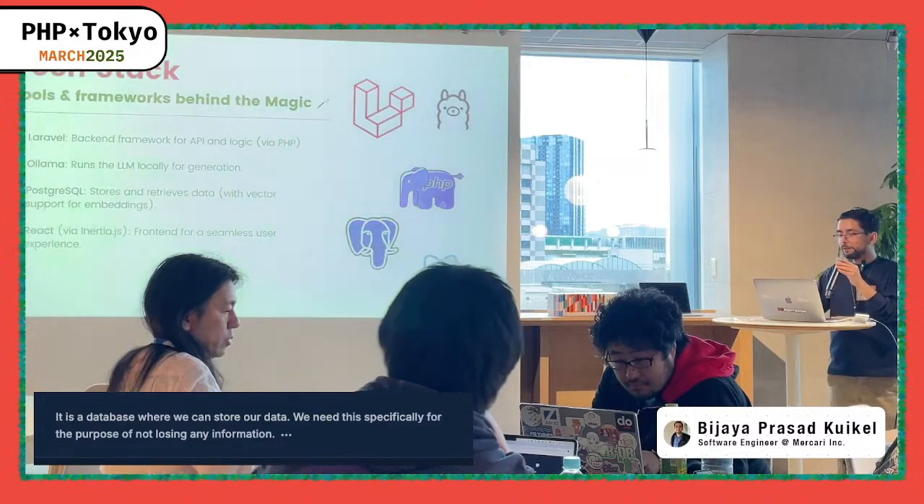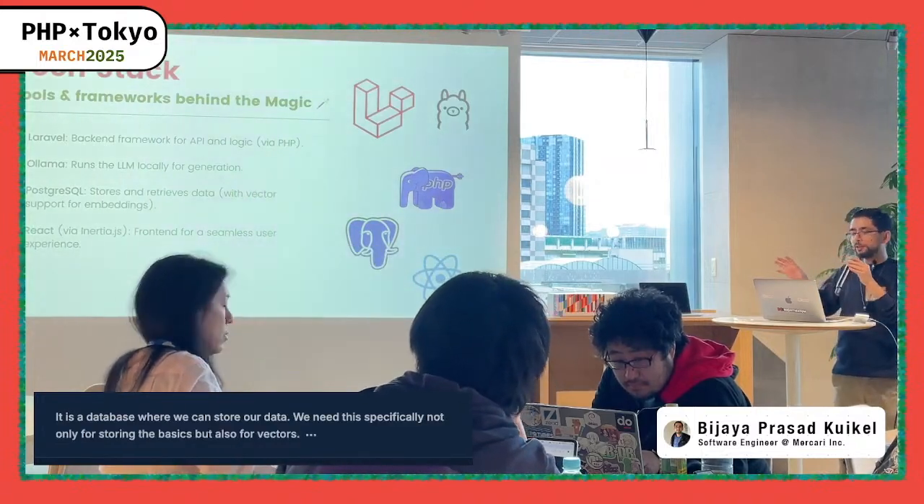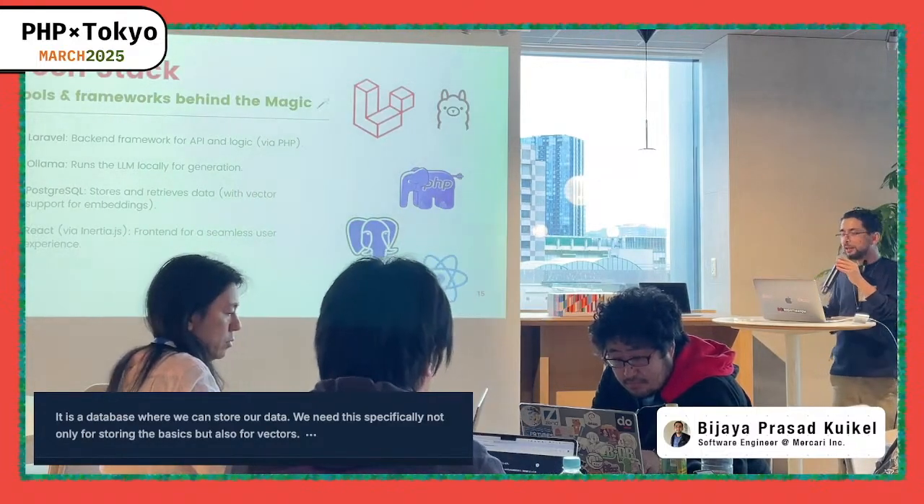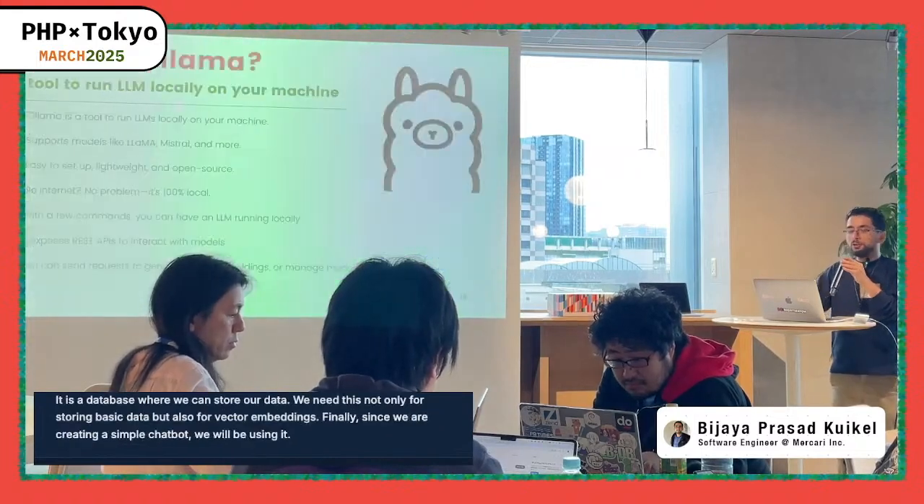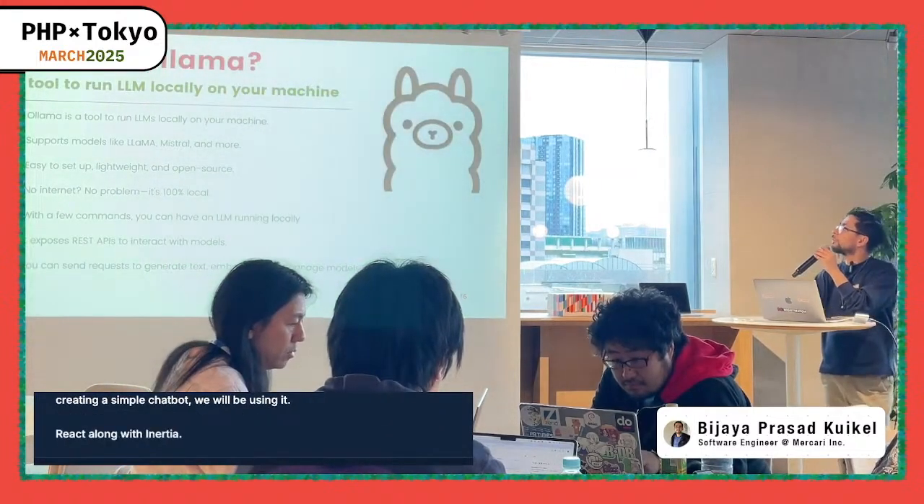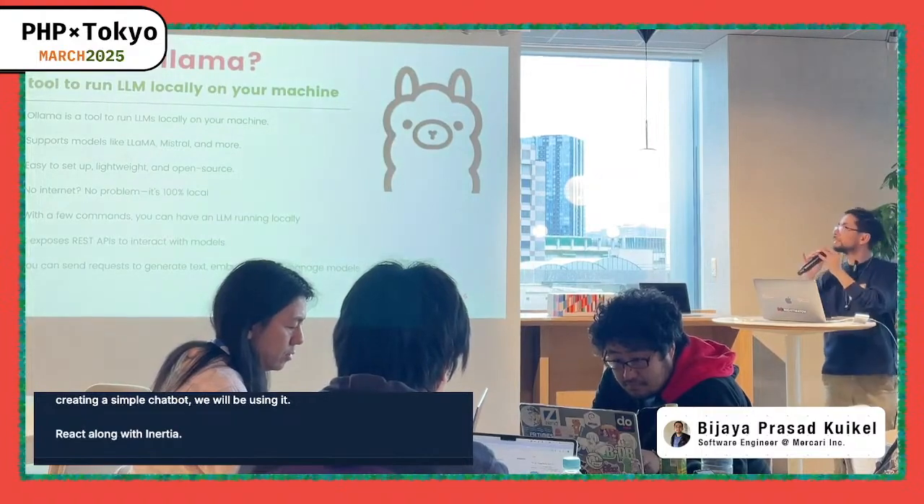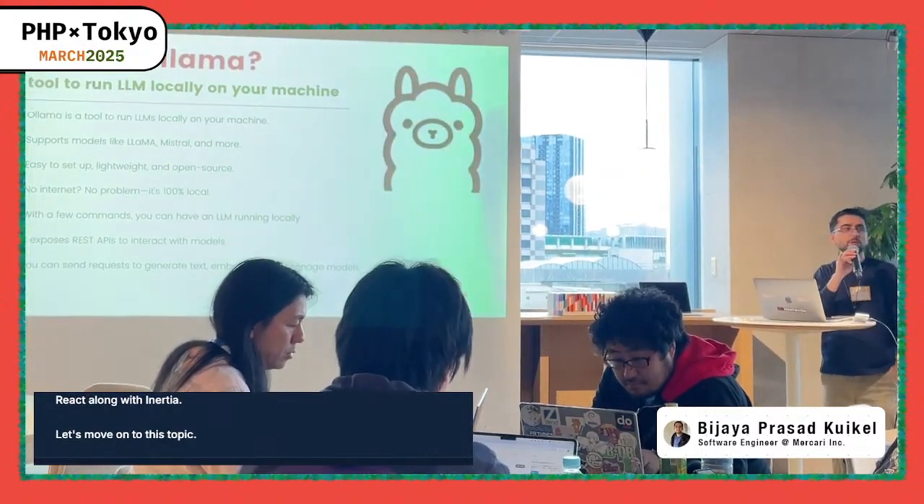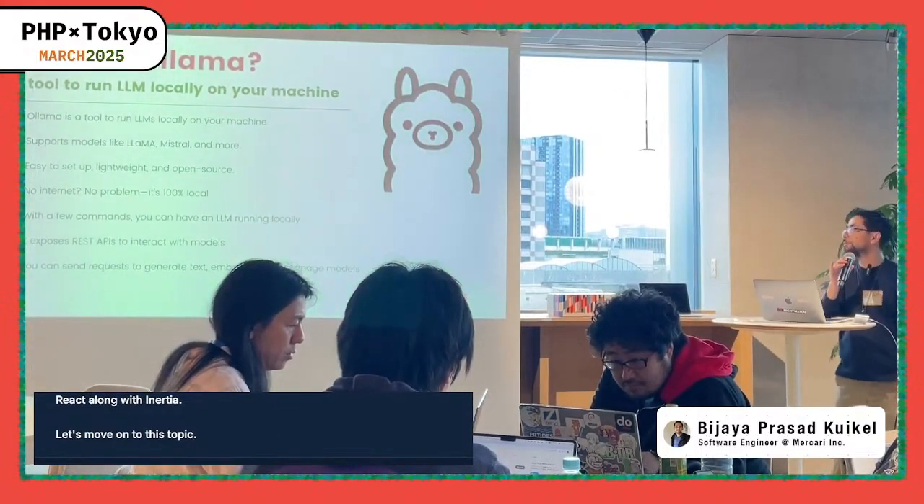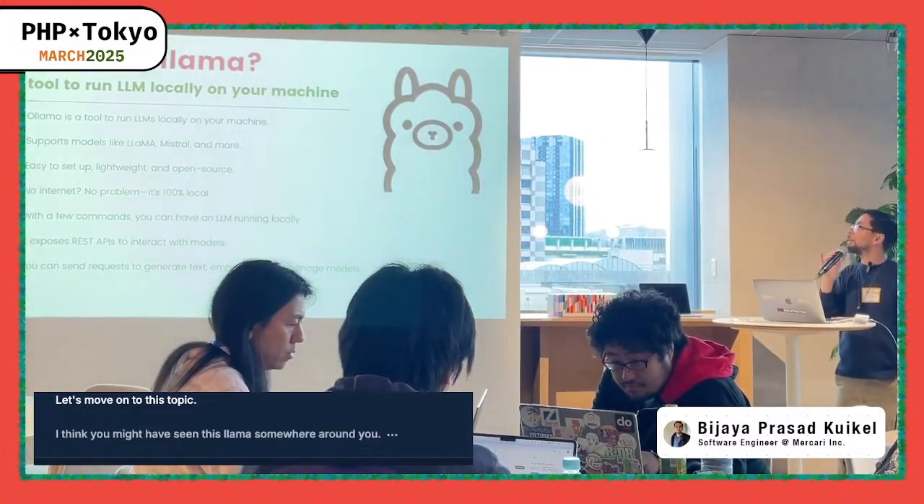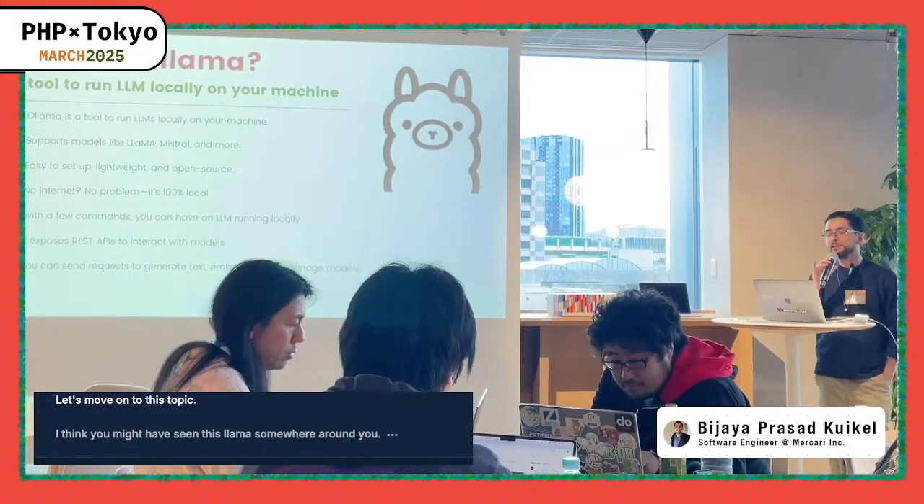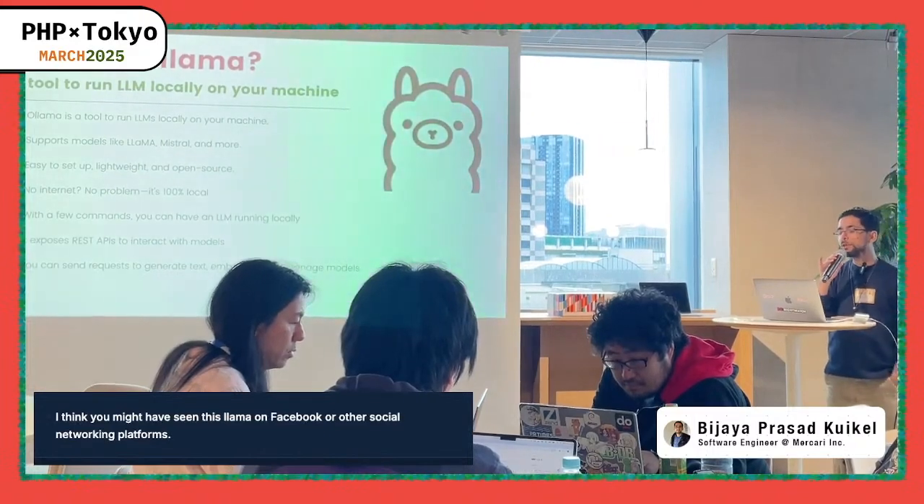So the final thing, since we are creating a very simple kind of chatbot, we will be using React along with Inertia. So let's move on to this topic. I think you might have seen this llama somewhere around, either on Facebook or some of the social networking platforms. So Ollama. This Ollama thing is a local tool to run LLMs locally on your machine.